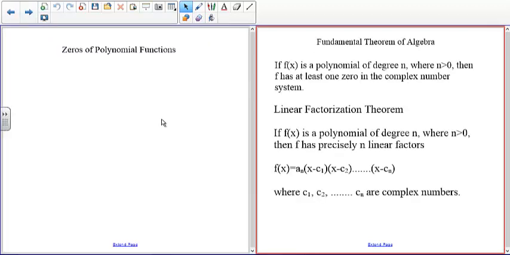Okay, so the fundamental theorem of algebra says this: if a function f of x is a polynomial of degree n, where n is greater than 0, so if n is 0, then you just have a horizontal line. So it's got to be a line or a parabola or a cubic or something like that. Then f has at least one zero in the complex number system. So for a linear expression, you have one x-intercept. That's what the zeros are.